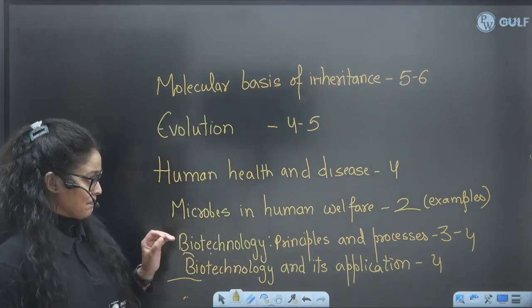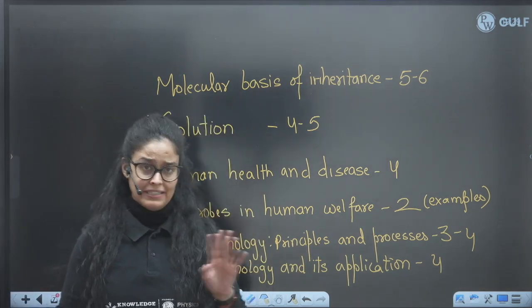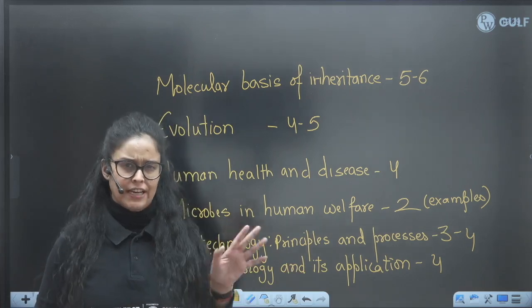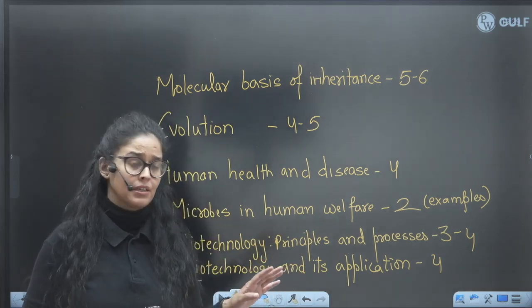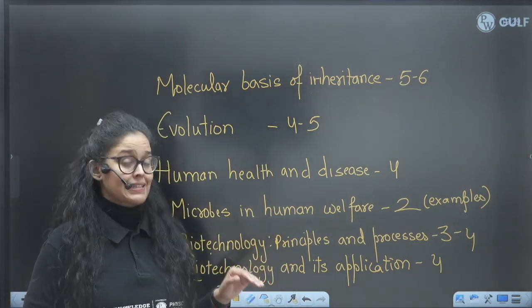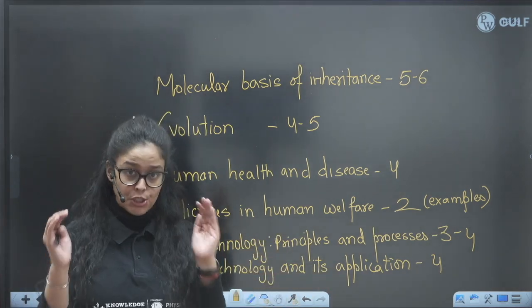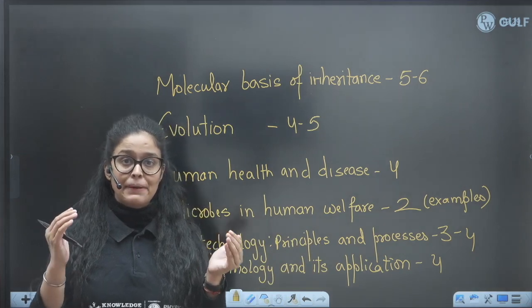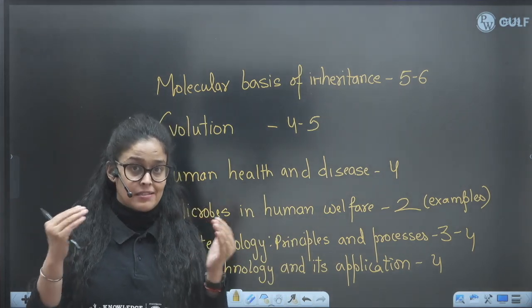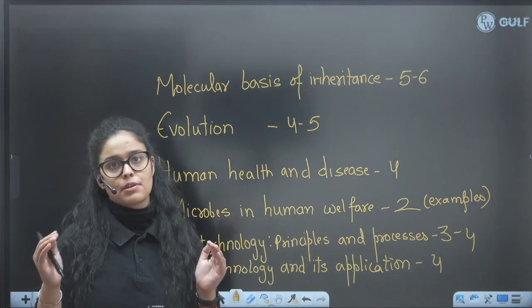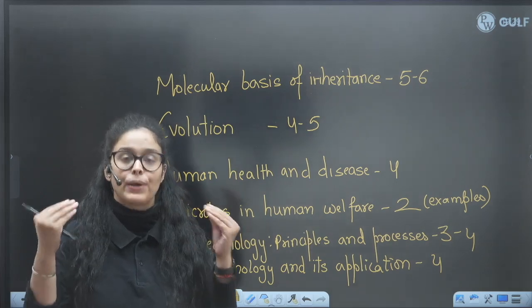Next, biotechnology and biotechnology principles and processes. You expect 2, 3, 4 questions on average from this chapter alone. And biotechnology and its applications, they ask many questions from this chapter. So this whole biotechnology unit will carry, they will be asking 6 to 7 questions on average from this chapter alone. So you have to study it very nicely.